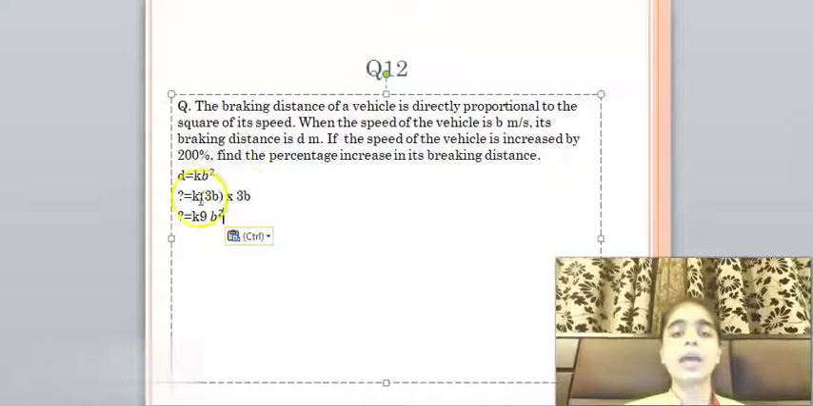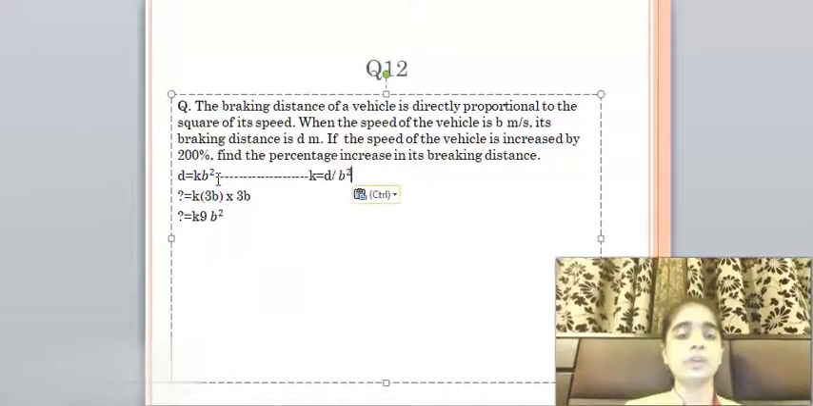Now we can always get k as the subject from this first equation we have. So k is equal to d upon b square, right? And we can put this over here. So k is d upon b square multiplied by 9b square. So b square will cancel out and we will be left with 9d. So the answer is 9d.